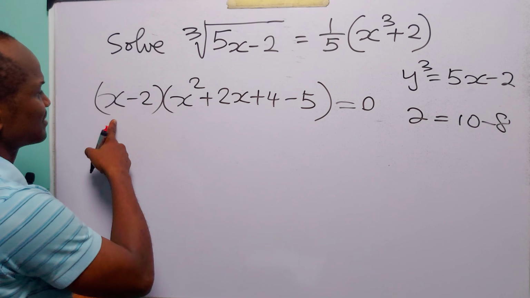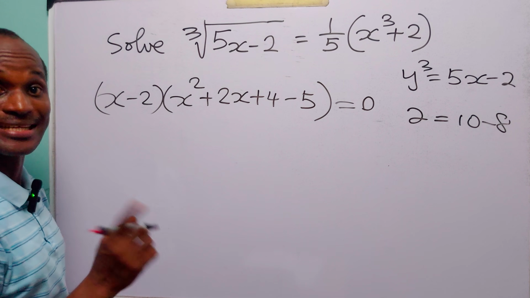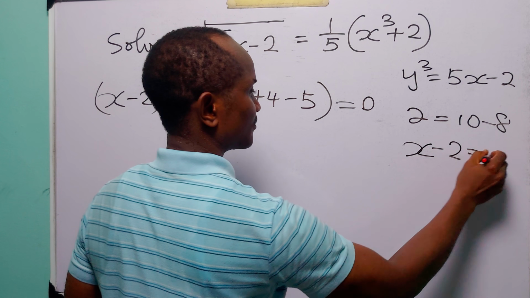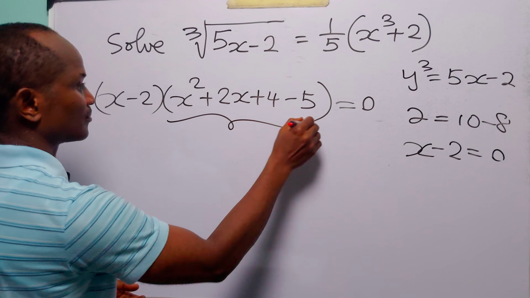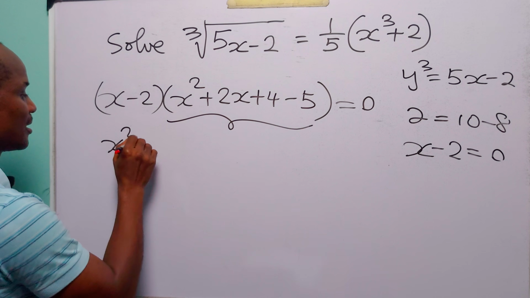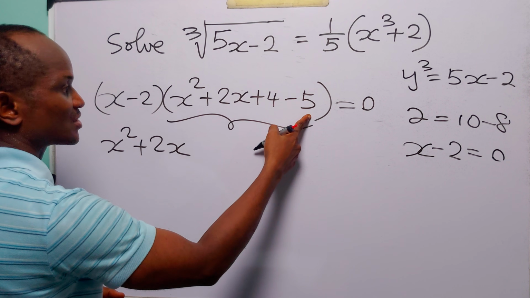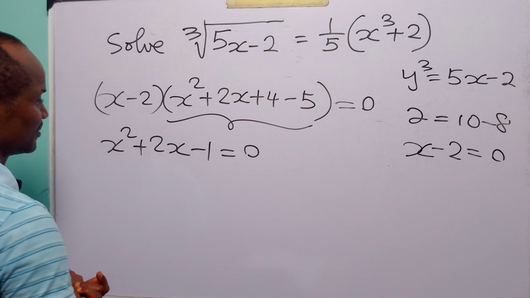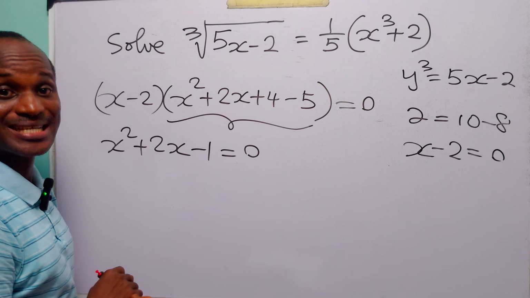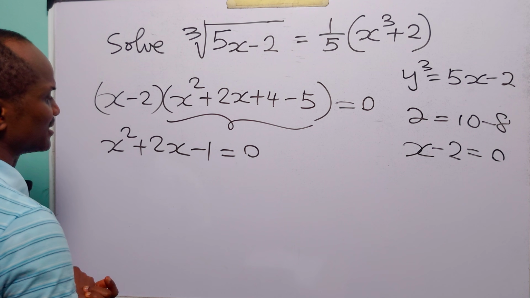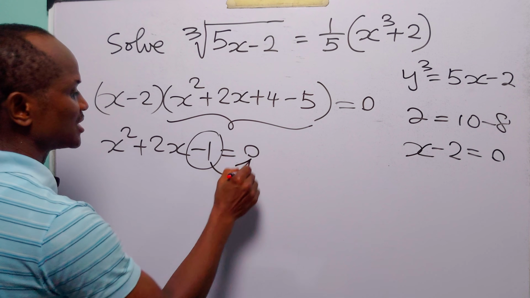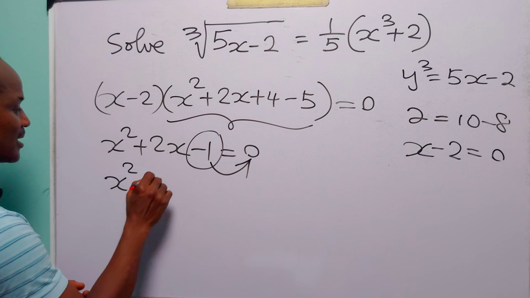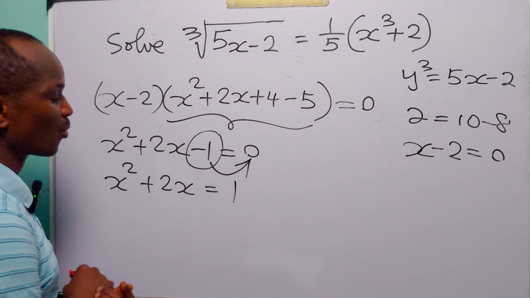And this is equal to 0. And of course, once more, now that we have factorized the left-hand side, it's easy to see that either x − 2 = 0 or x² + 2x − 5 + 4, which is −1, = 0. Now, we cannot solve this quadratic equation by factorization, so let us complete the square. Of course, the first thing we are going to do is to move the constant term over to the right-hand side. When we do that, we have x² + 2x = 1.